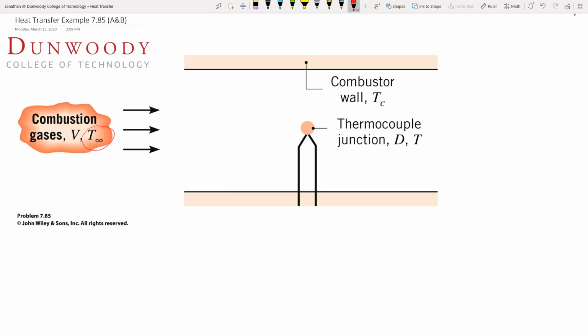As we look ahead to that steady state case, we're going to have Q by convection to the thermocouple, and then from the thermocouple we're going to exchange thermal radiation with the wall, so we'll have to balance those two and find an energy balance. It'll be a little bit of an iterative guess and check process to do that. So what do we know here?